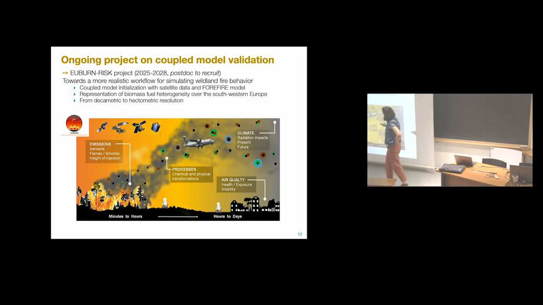And in terms of the model, our objective is to go, so far I've shown idealized simulations for field campaigns, idealized fire propagation, but we want to go towards a more realistic workflow. And for sure there is a question on how to initialize the model with satellite data and for fire, as you have seen before. There is a question of representing the biomass fuel model heterogeneity over this part of Europe.